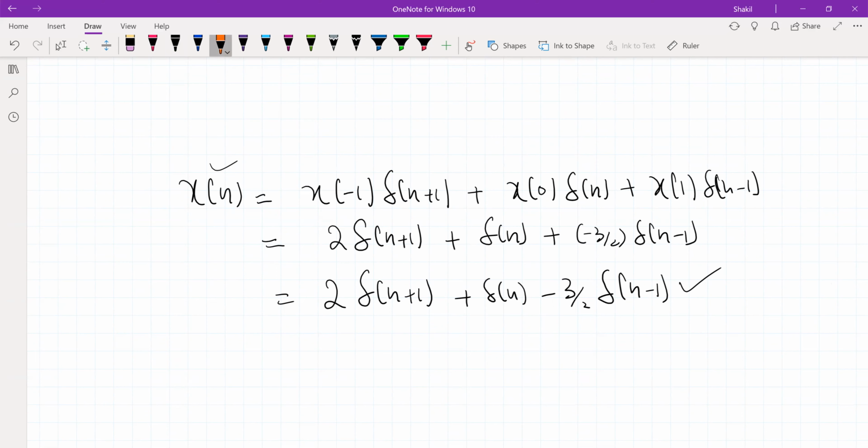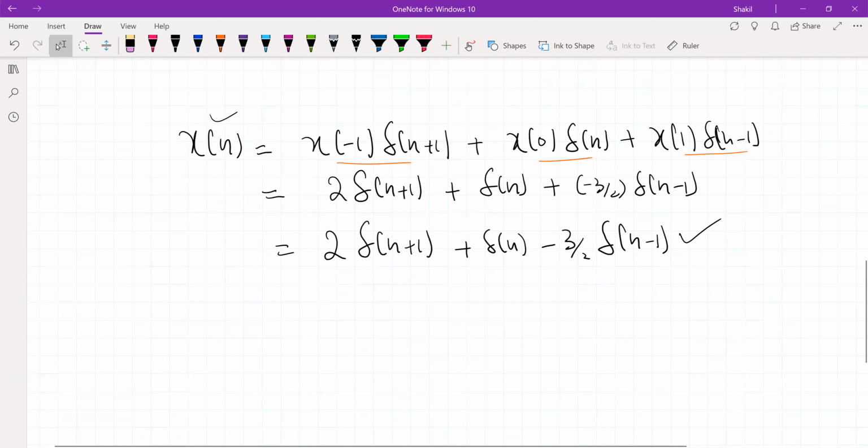Now let's use this sequence for the time being. If we have more non-zero samples in x of n, we can repeat this operation and do the same. And in general, if I generalize x of n from minus infinity to plus infinity, meaning if I have all the values from minus infinity to plus infinity, how do I express it? I can say x of n is simply, let me use more sample points now.